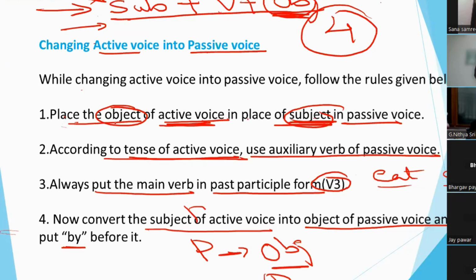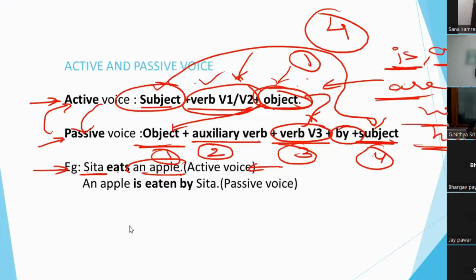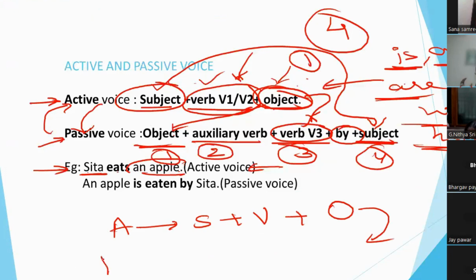It is saying, place the object of active voice in place of subject in passive voice. If suppose this is your active voice, where you have subject plus verb plus object. Okay, when you are converting this into the passive voice, what you have to do, the first rule says place this object in place of subject. Okay, this comes here according to the rule number 1. Understood?